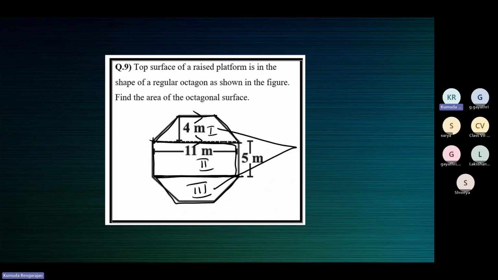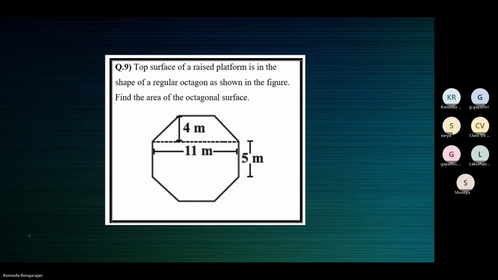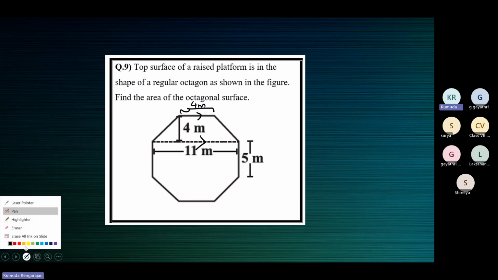Region 1 is a trapezium. Region 3 is also a trapezium. Region 2 is a rectangle. You know the formula to find the area of a trapezium and rectangle. Rectangle is L into B. Trapezium, half sum of the parallel sides into distance between them. So what are the parallel sides here? Who can tell me? These are the parallel sides, 4 and 11. Yes, Lakshana? Ma'am, it's 11 and 5. No, parallel. Oh, not 4, 5. Thank you, Lakshana.